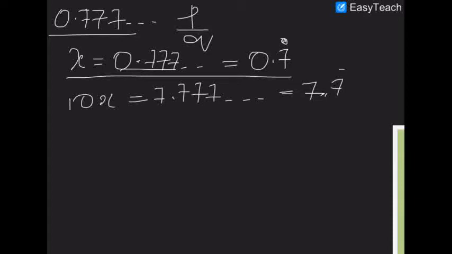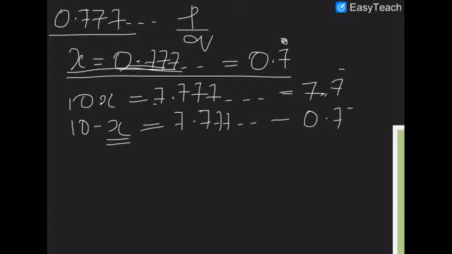So now we get another equation, 10x is equal to 7.77..., etc. Now we subtract x from this equation, that is 10x minus x. What is remaining on the right-hand side is 7.77... minus x. So what is x? You can see x is 0.77... So in the place of x, we are writing 0.77, repeating.